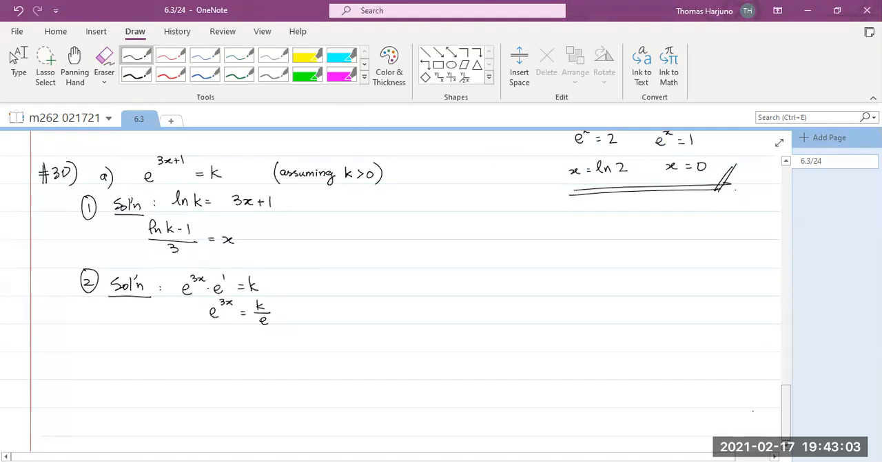And then you convert this into log form. So natural log of k over e equals 3x. And then you divide by 3. But natural log of k over e is natural log of k minus natural log of e, which is 1, right? So natural log of k minus 1 over 3 equals x. Just more work, but we still come up with the same answer. That's for number 30A. How about 30B?